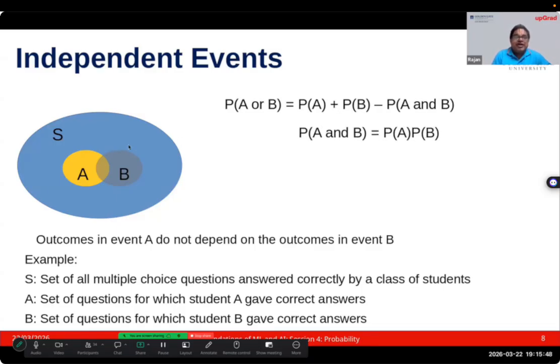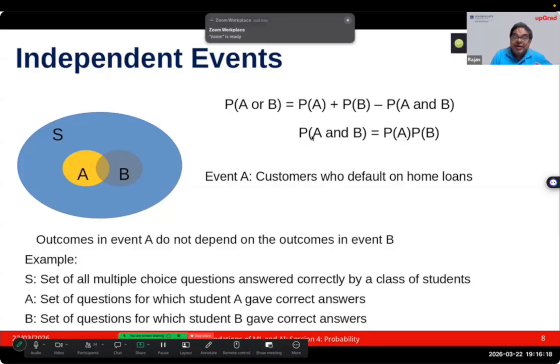The true definition for independence is not the first equation, but the second equation. What is it? That the probability that an outcome is present in A and B is the product of the probabilities, P of A times P of B. This is the definition, this is a check for independent events.